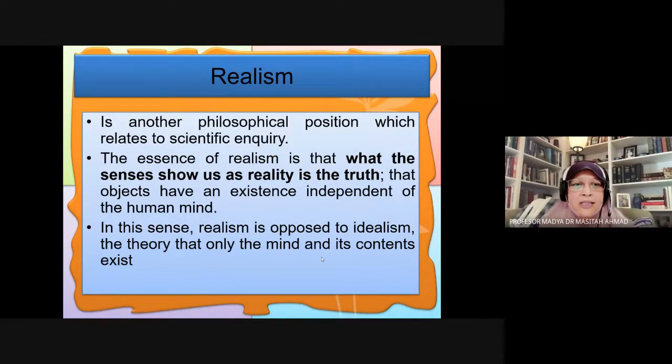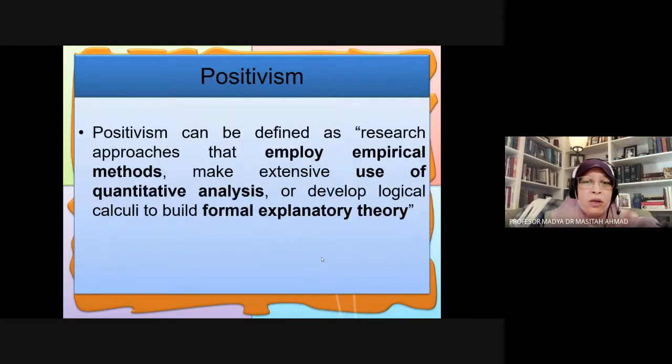So the essence of realism is that what the senses show us is reality, the truth. So objects have an existence independent of the human mind. In this sense, realism is opposite to idealism, the theory that only the mind and its contents exist.